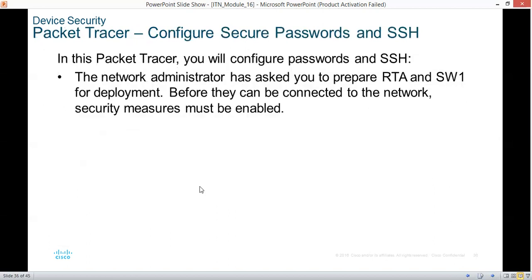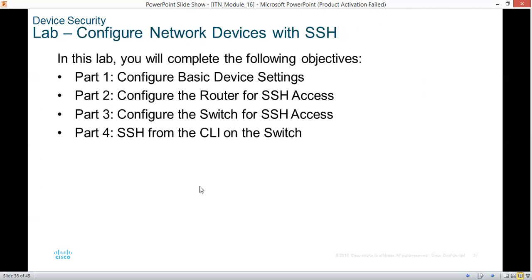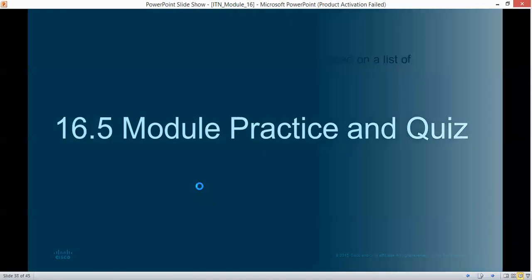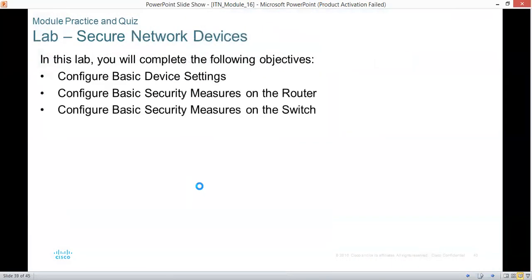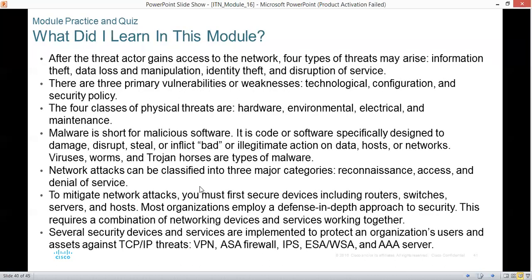So it's a Packet Tracer activity to configure secure password and SSH. I want you to play around with that. And then you take your quizzes and let's see how it goes. So these are just this introduction to network security, just to give you some kind of guide.